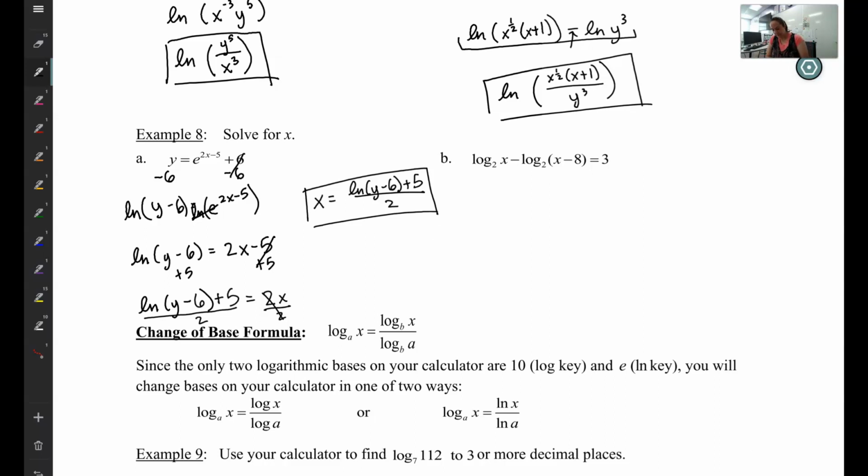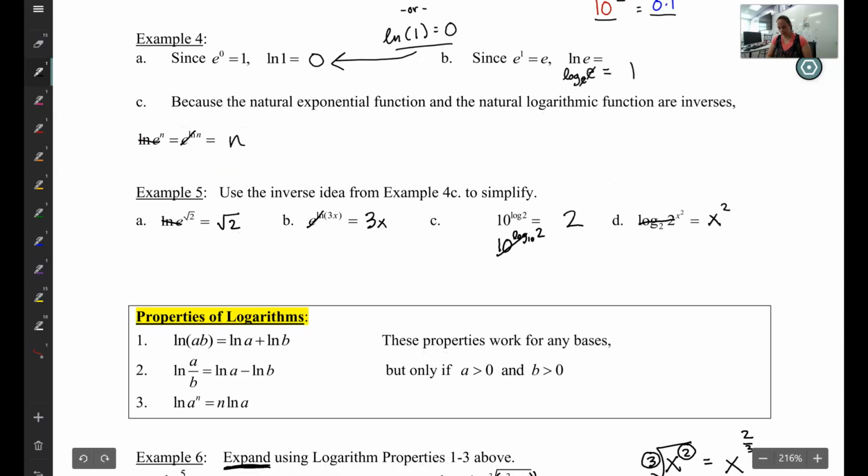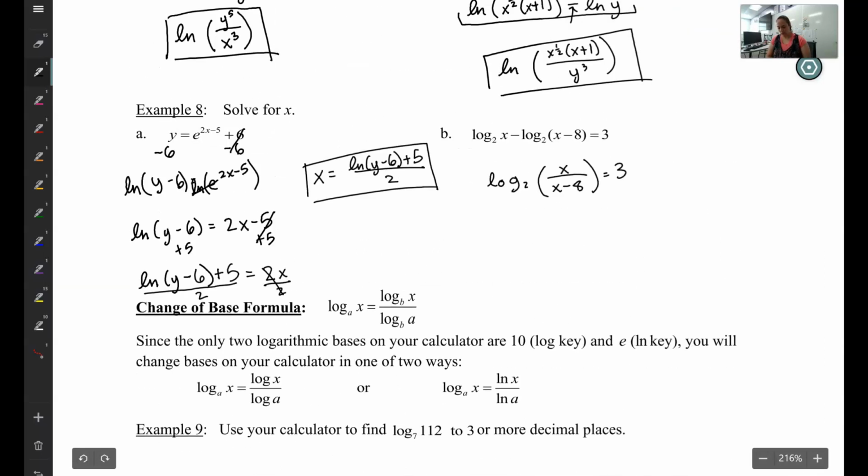Okay, last one for this video. First, let's condense these logarithms into one logarithm. It's subtraction, so I'm going to condense them to division. Now, I want to get rid of this log base 2. So let's go back to what we had learned here. If I have 10 to the log base 10, they cancel out. So I'm going to do 2 to the log base 2 of x over x minus 8 equals, what you do to one side, you have to do to the other.